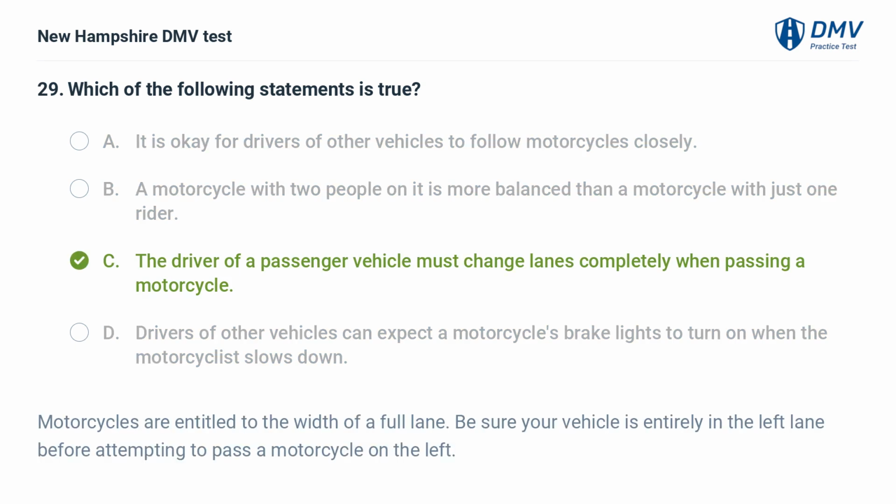C. The driver of a passenger vehicle must change lanes completely when passing a motorcycle. Motorcycles are entitled to the width of a full lane. Be sure your vehicle is entirely in the left lane before attempting to pass a motorcycle on the left.